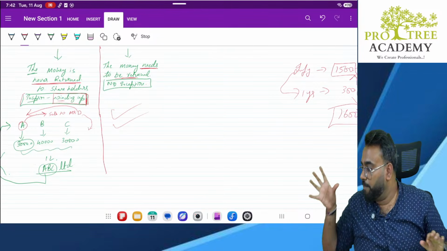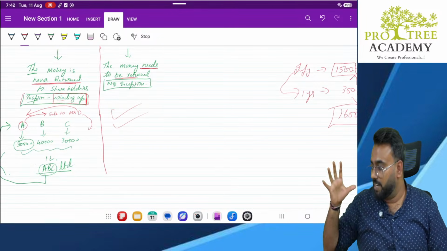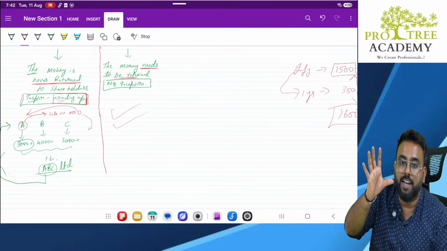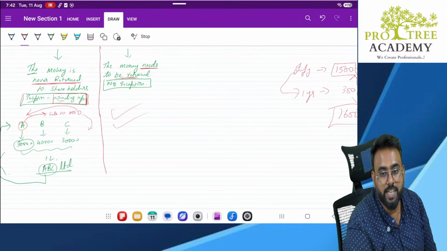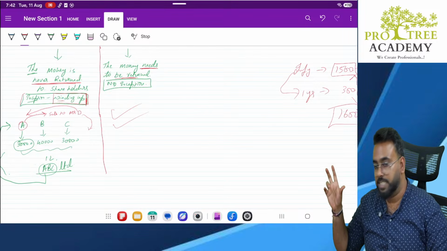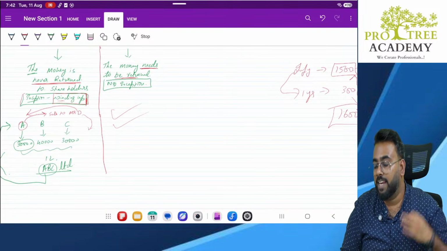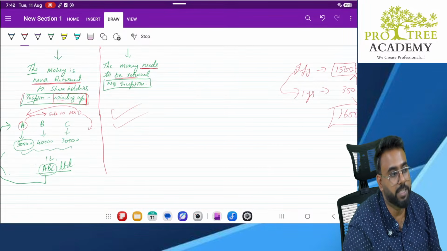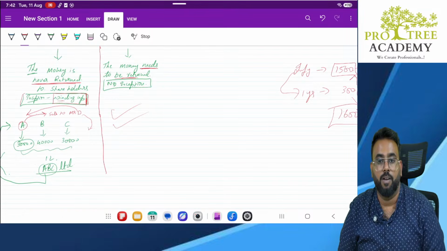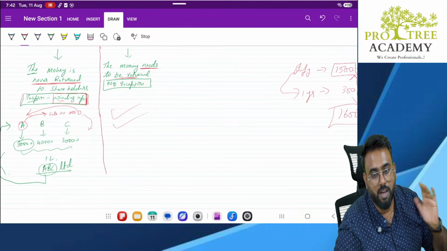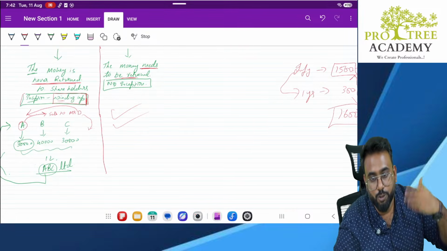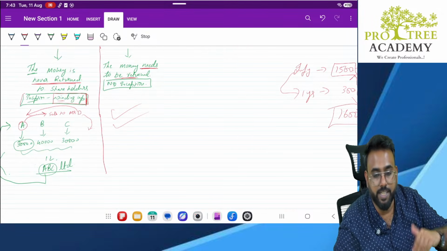Sir, bank balance 10 lakh. Bank balance is 10 lakh, and 9 lakh preference share capital is outstanding. That means we have taken money and issued preference shares. When we take the money, we issue the shares. It can be equity shares, it can be preference shares.